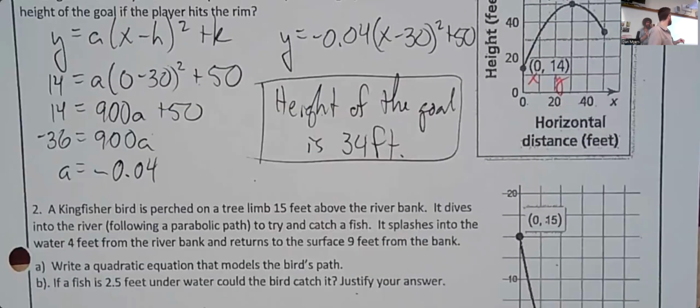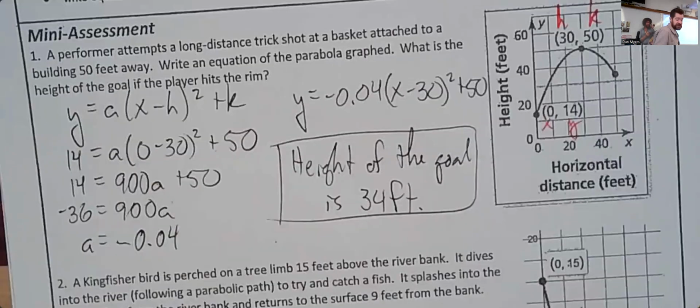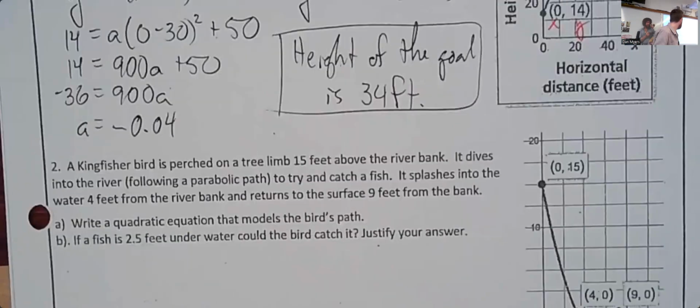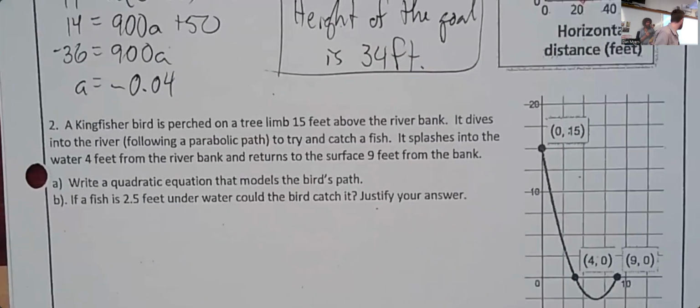We got our equation. We used our equation, plugged in 50 for X, got a Y value of 34. So height of the goal, 34 feet. So basically exactly what we did yesterday. Next question. Also what we did yesterday using the other form that we went with, which is the intercept form.